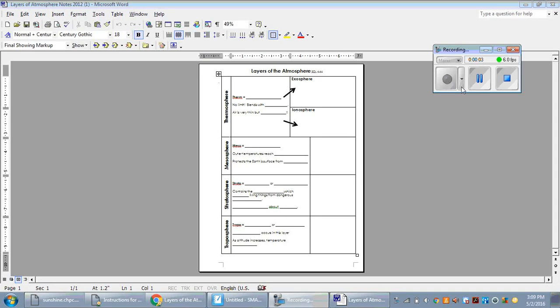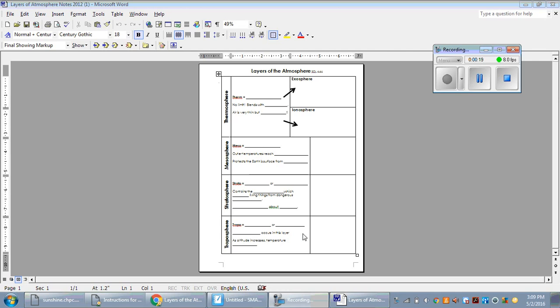Good morning. Today we're going to take a few minutes and talk about the layers of the atmosphere. After this, I'll have a video and some activities for you to work on with a partner or in groups. Let's get started. If you take a look at the layers of the atmosphere, there's four main layers.